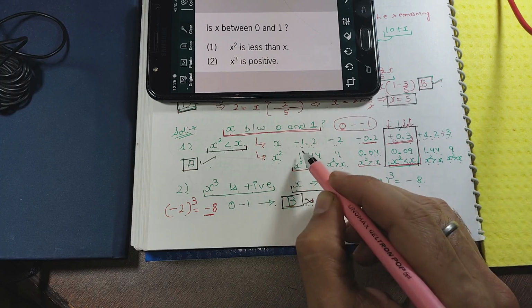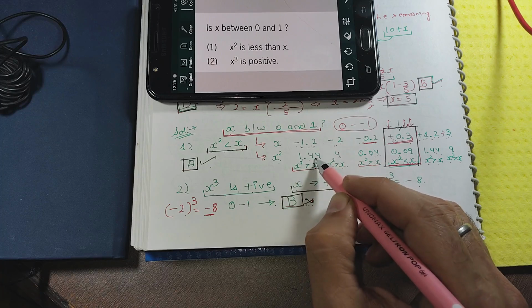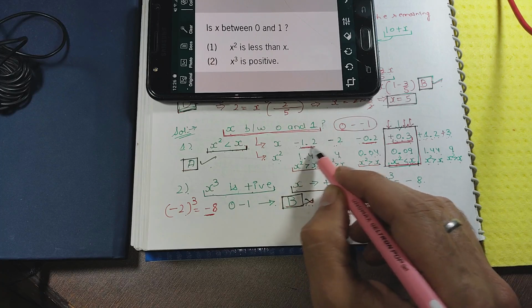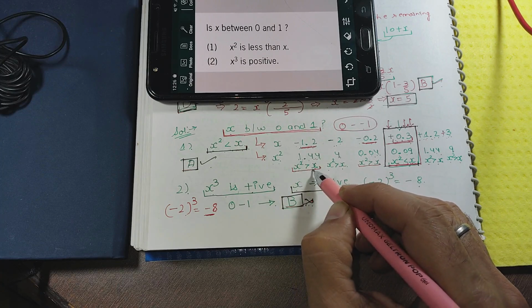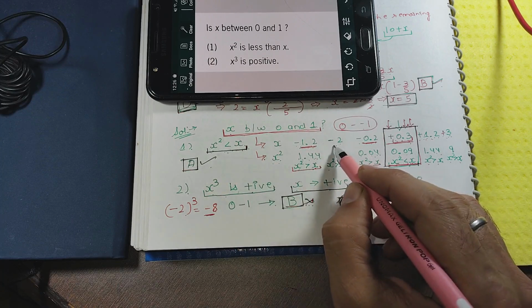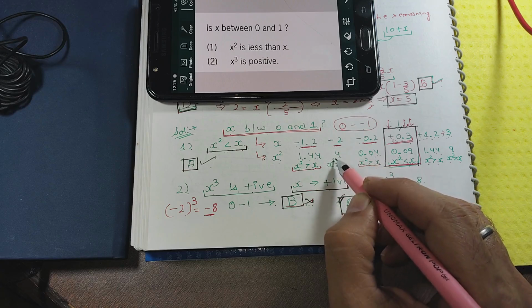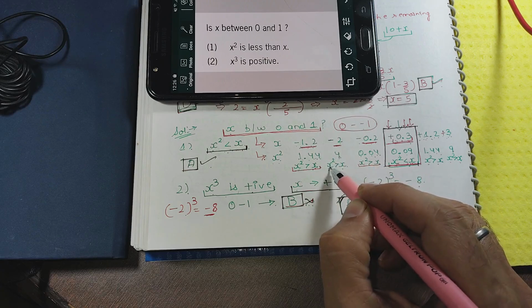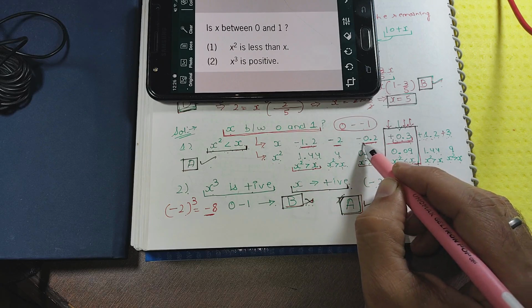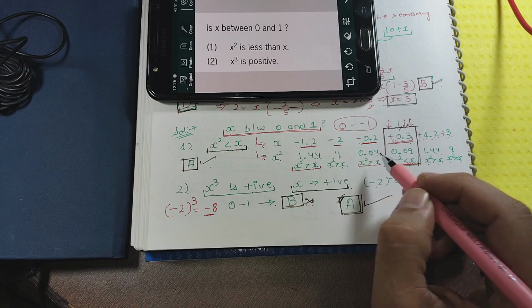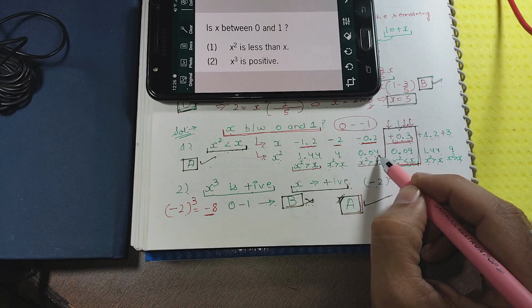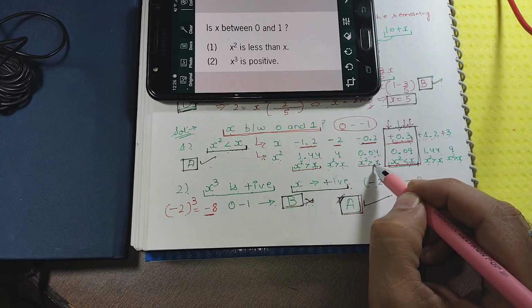Now calculating their squares, minus 1.2 square is 1.44, and you see x is negative and x square is positive, so x square is greater than x. So this is not a case. Now if I consider x to be minus 2, x square becomes 4, so x square is greater than x. If I consider a value between 0 and minus 1, let us suppose minus 0.02, the square becomes 0.04. Since x is negative and the square is positive, x square is greater than x.